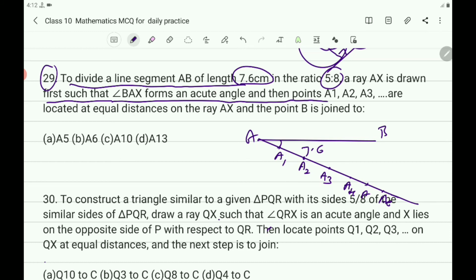So the last point is to be joined to B. Which point is that? A13. Here on this ray AX we have to make 13 equal points, and the last point, the 13th point, is to be joined to the point B. So what is the answer here? Option D is the answer.